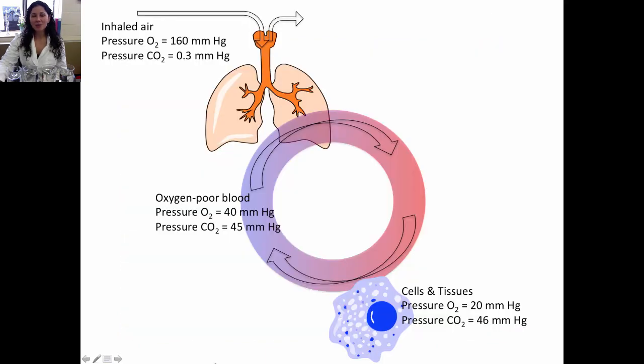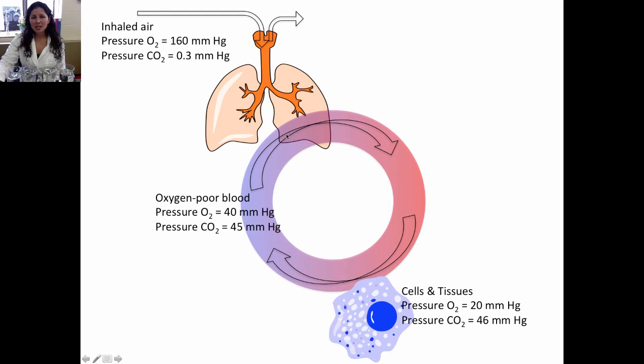Now you know how the pressure of a gas affects its solubility. Let's talk about how this plays into our breathing. When you inhale air into your lungs, the pressure of oxygen in the air is 160 millimeters of mercury, and the pressure of carbon dioxide in that air is 0.3 millimeters of mercury. So notice that there is a lot more oxygen in the air that we breathe than there is carbon dioxide. This is important for how our bodies function.